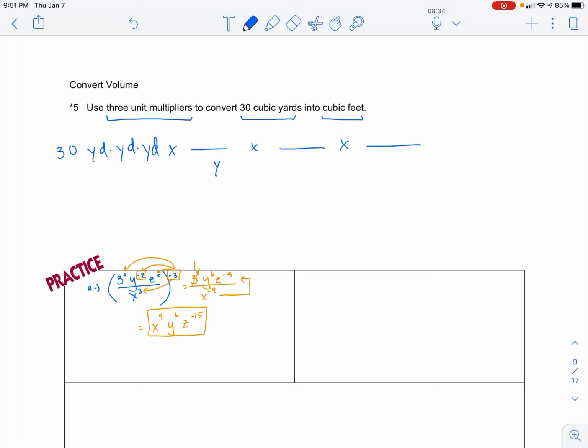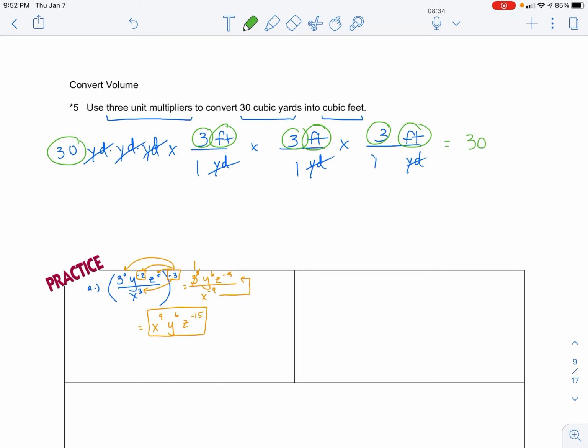Okay, so let's fix this now. Our unit multipliers then, yards are going to be on the bottom, right? Because I want to go boom, boom, boom, boom, boom, boom. So if we're trying to get to feet, 1 yard is 3 feet. So that's what we fill in here. Now let's circle what we have: 30, 3, 3, 3, and all these little feet. So the final answer here would be 30 times 3 cubed feet cubed. And that's your final answer right there.